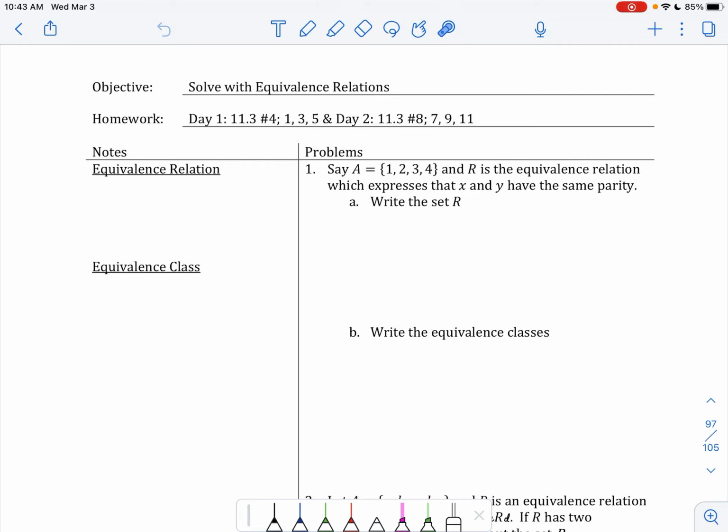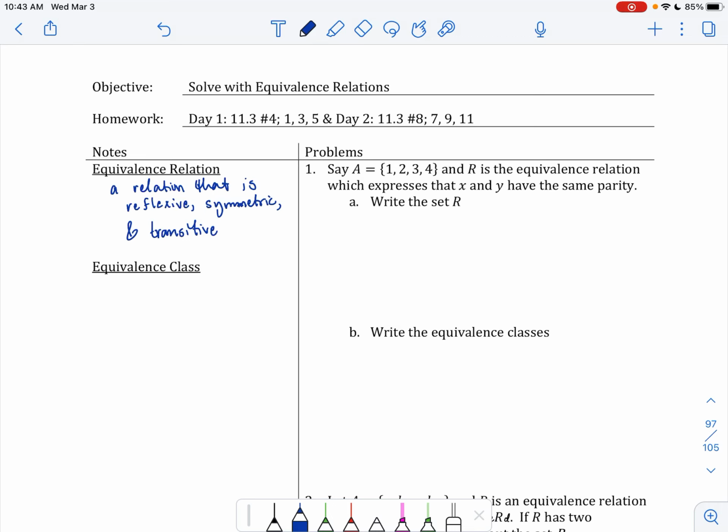Now, we're going to talk about equivalence relations. So this is our first new term. An equivalence relation is a relation that has all of the properties that we talked about last week. So it is reflexive, symmetric, and transitive. So if something says it's an equivalence relation, you can automatically start out assuming that it is all of those things.